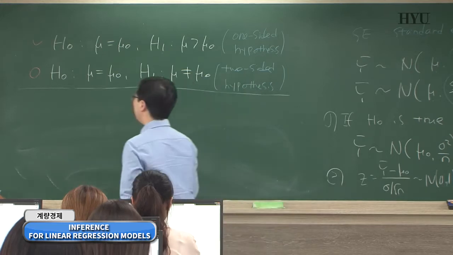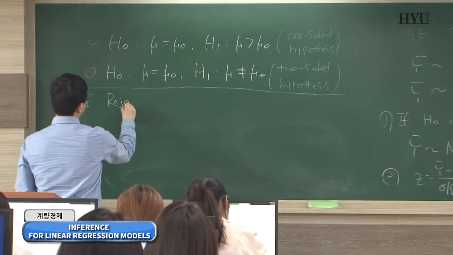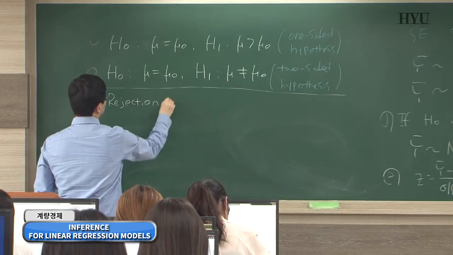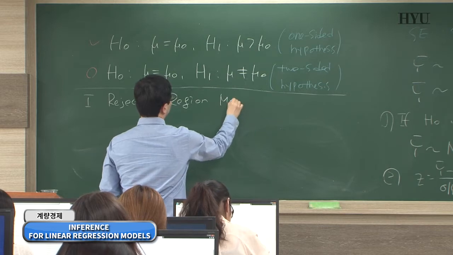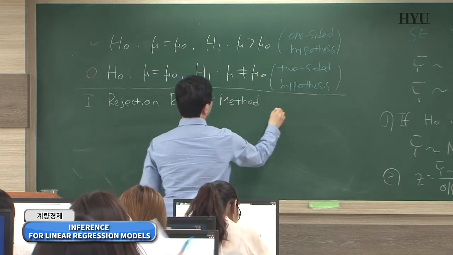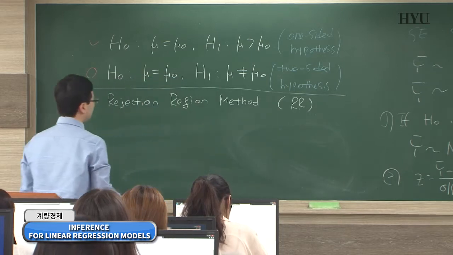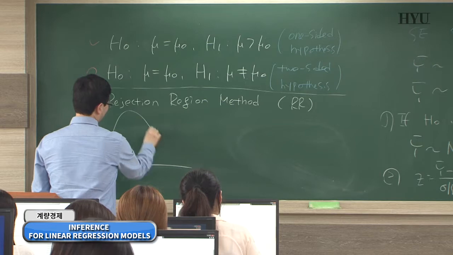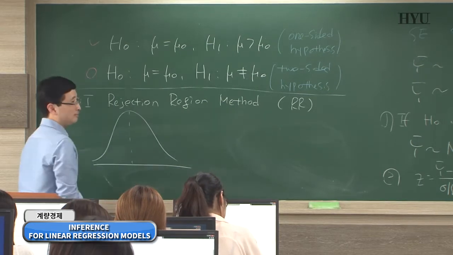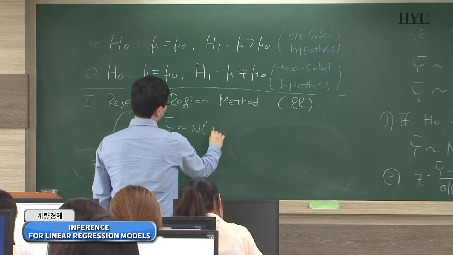Like before, the first method is the rejection region method. We simply call it RR, the rejection region. So what is the rejection region? Now, before you draw any sample, think about the whole situation. So we know that y bar follows a normal distribution.